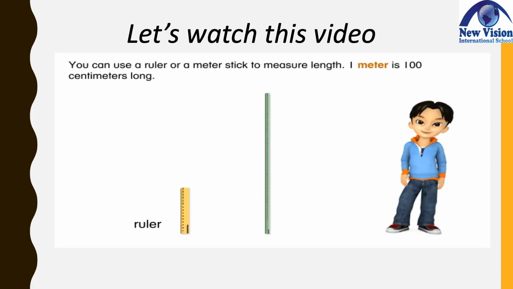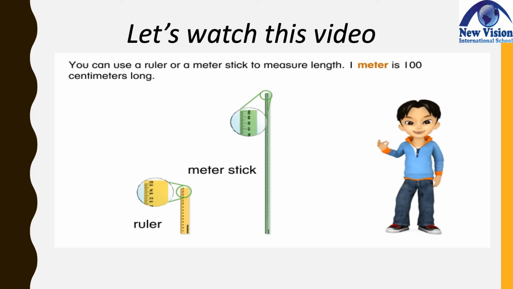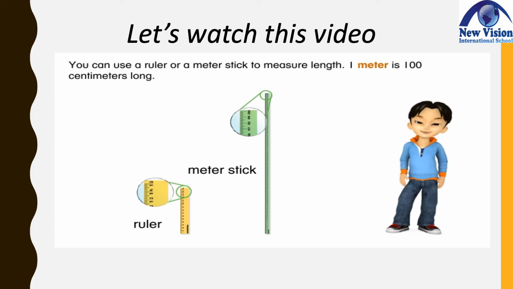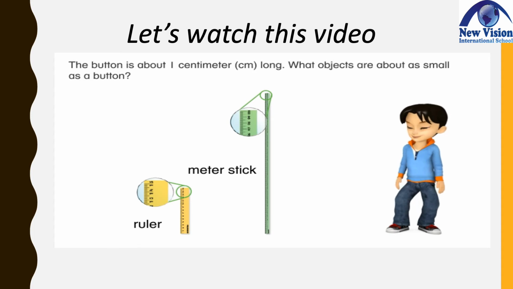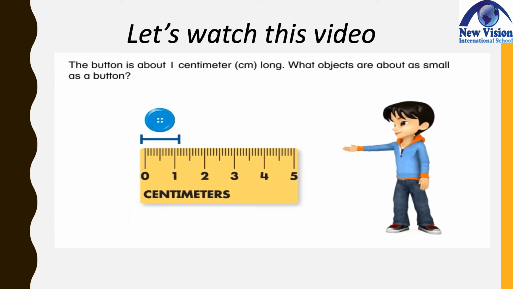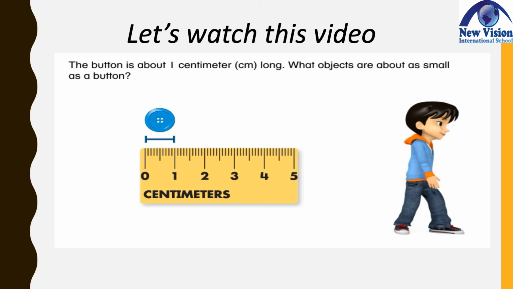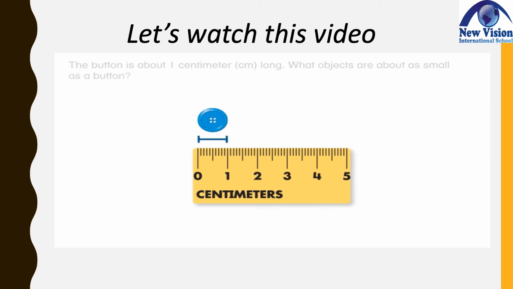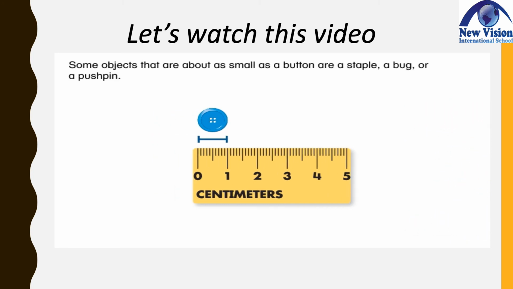You can use a ruler or a meter stick to measure length. 1 meter is 100 centimeters long. Remember that 1 centimeter is smaller than 1 inch. The button is about 1 centimeter long. What objects are about as small as a button? Some objects that are about as small as a button are a staple, a bug, or a push pin.